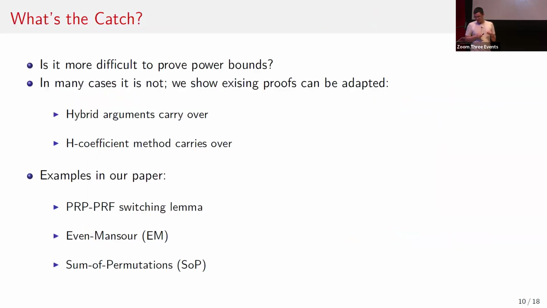And so what you may think then is that it's probably very difficult to prove these power bounds. That's actually not the case, because we are able to adapt the most widely used proof techniques, like the hybrid argument or the H-coefficient technique. And we prove this in this work for three constructions: the PRP-PRF switching lemma, the Even-Mansour, and the sum of permutations constructions. And due to the time limitation, I'm just going to explain the first one.